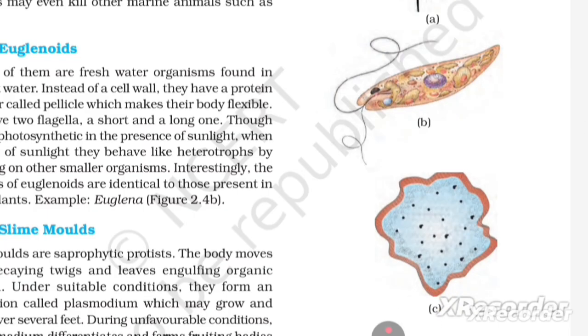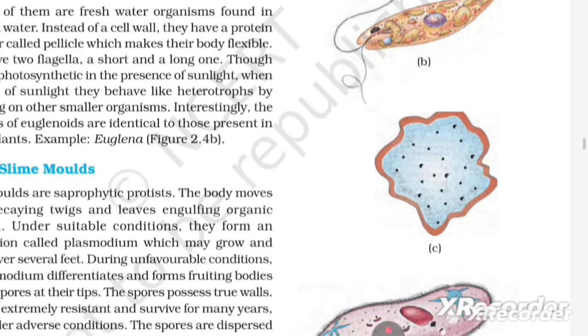Euglenoids. The majority of them are freshwater organisms found in stagnant water. Instead of a cell wall, they have a protein-rich layer called pellicle, which makes their body flexible. They have two flagella, one short and one long. Though they are photosynthetic in the presence of sunlight, when deprived of sunlight they behave like heterotrophs by predating on other smaller organisms. Interestingly, the pigments of euglenoids are identical to those present in higher plants. Example, Euglena, figure 2.4b.